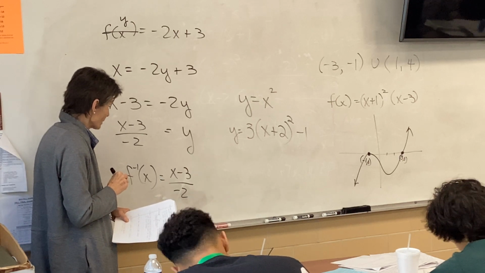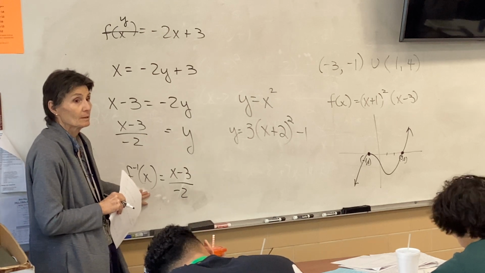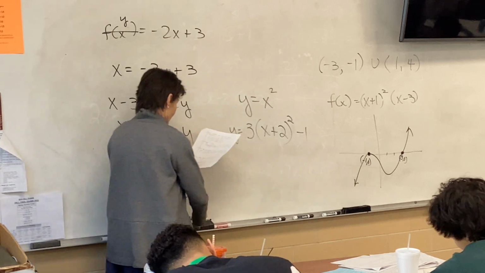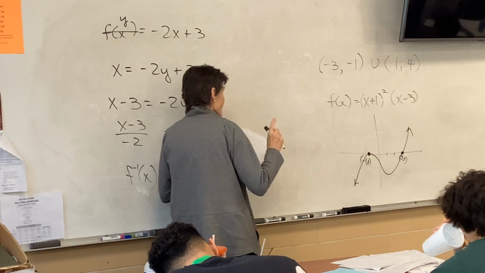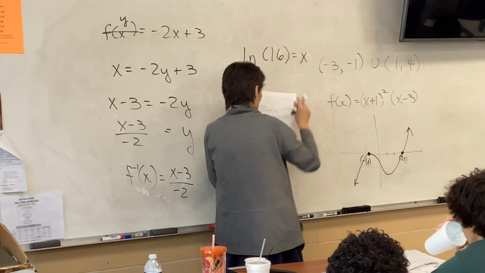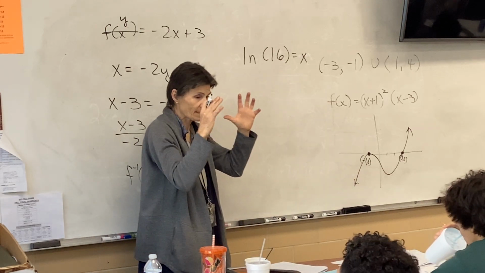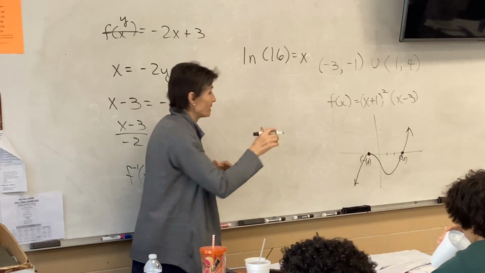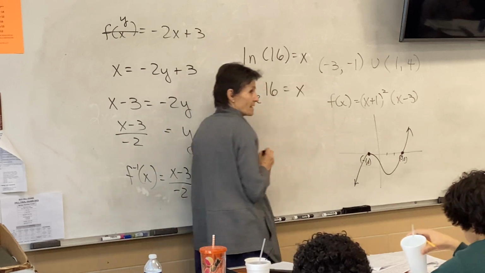So, using my correct inverse, that's it. Okay? All right. Number 16. Write in exponent form. Now, that may be a little bit different vocabulary than you're used to. So let me remind you, what does ln stand for? ln represents what? Not e. Log base e. So this is log base e of 16 equals x.